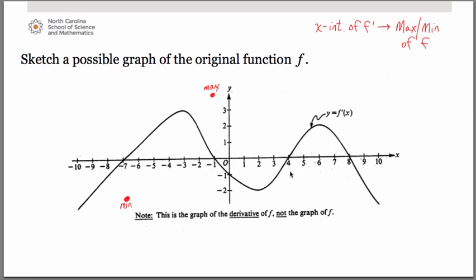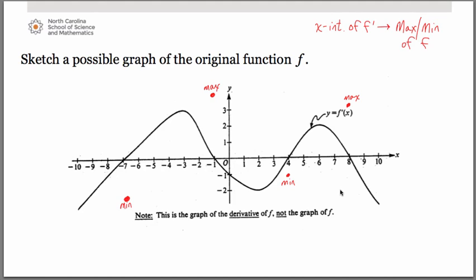Our next x-intercept is over at 4. Here we have the derivative graph changing once again from negative to positive, so that's going to be another minimum. Maybe I'll put it here. And our last one over at 8, we have the derivative changing from positive to negative. That is going to be another maximum point. So now I have in place all of my max-min points of the graph.